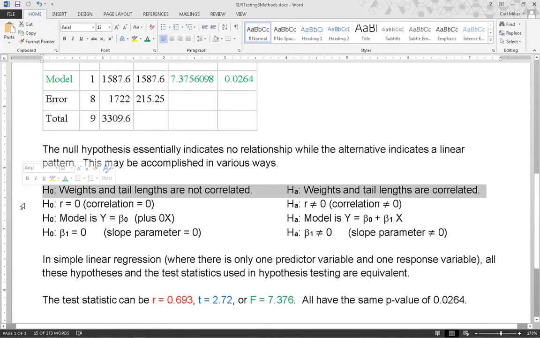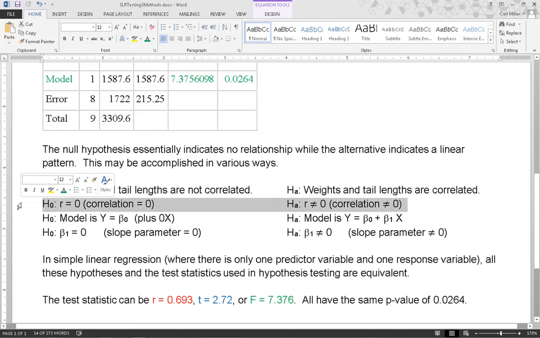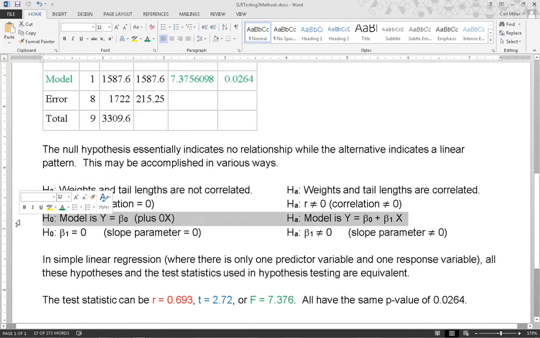You could put that in symbolic notation. So under the null, R is 0, so the correlation coefficient is 0, versus the alternative says the correlation coefficient R is not 0. You could also write it in terms of your linear model. How would you model the data? Under the null, you could say the most appropriate model is just y equals a number plus error. Or you could write the alternative that says, no, the model really is best as a line that has a slope to it.